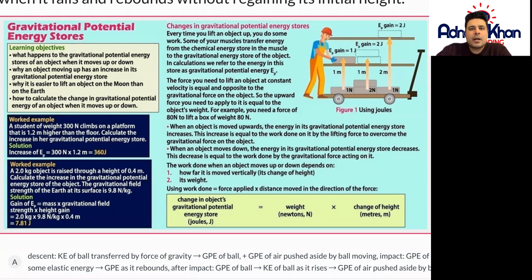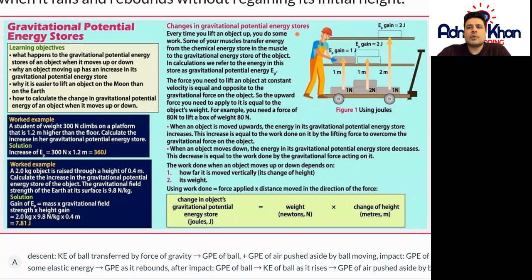So let's have a look from the top of this particular image. So changes in gravitational potential energy stores. Every time you lift an object up, you do some work. Some of your muscles transfer energy from the chemical energy store in the muscle. The chemical energy comes from food to the gravitational energy store of the object.